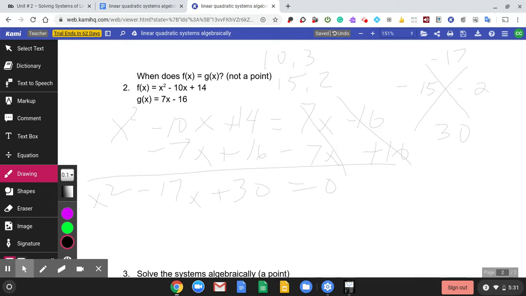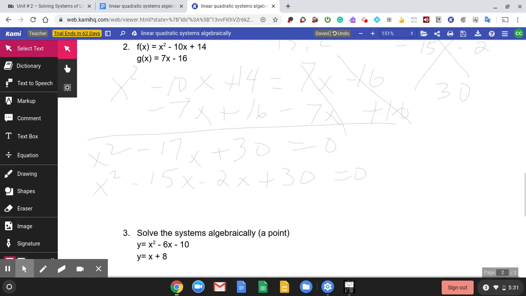And there's my two answers. A negative times a negative is a positive. So what I'm going to go with is x squared minus 15x minus 2x plus 30 equals 0. And I'm going to factor that with GCF.